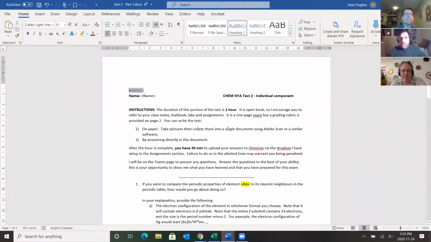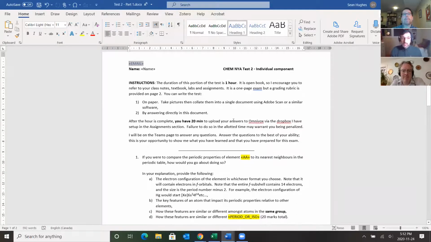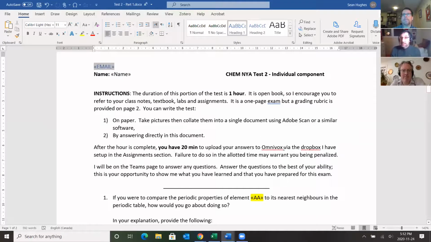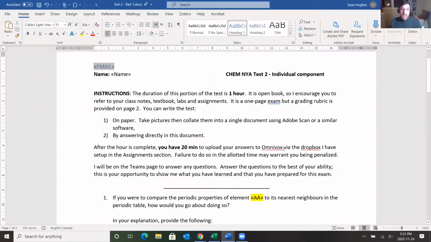Okay, so this is an example of what I would have done on the individual components. So first things first was to give them the general instructions. I believe I gave them the instructions ahead of time as well. So they didn't have to read these when the test started. They were able to hit the ground running.